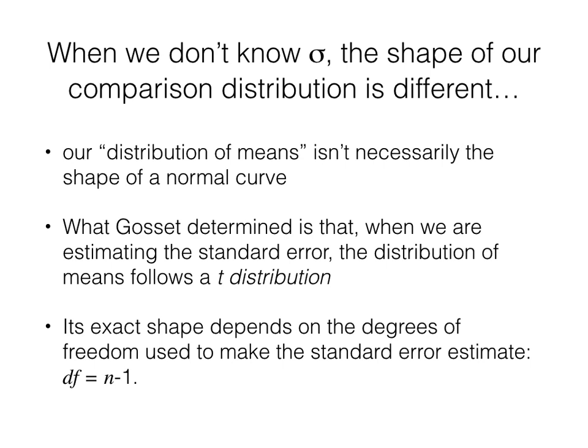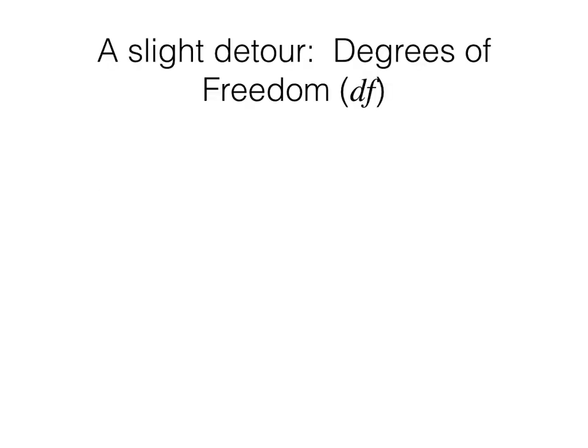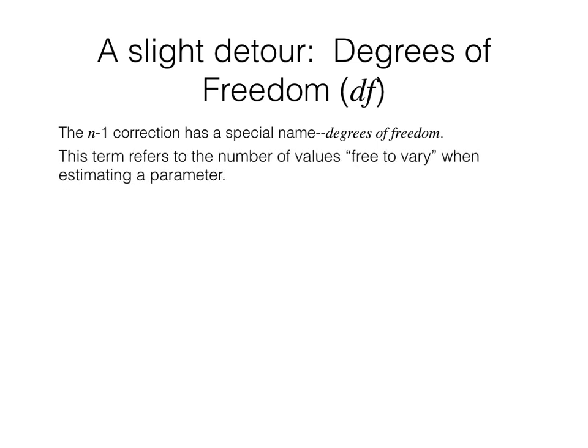I want to go ahead and just make a slight detour here and talk a little bit more about degrees of freedom. So again, this n-1 correction has a special name, degrees of freedom. And this term refers to the number of values that are free to vary when you're estimating a parameter. Okay, so that's why we call it degrees of freedom. It's the number of values that are free to vary when you're estimating a parameter.